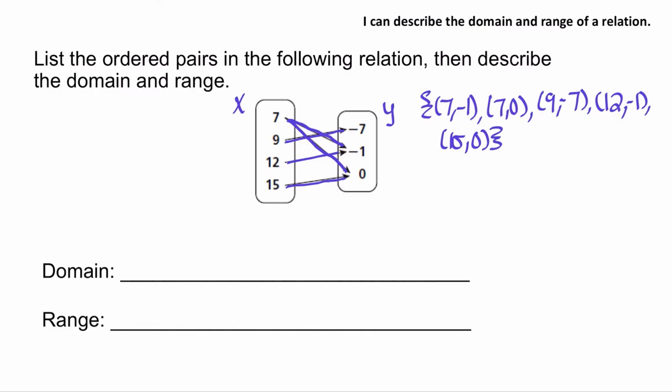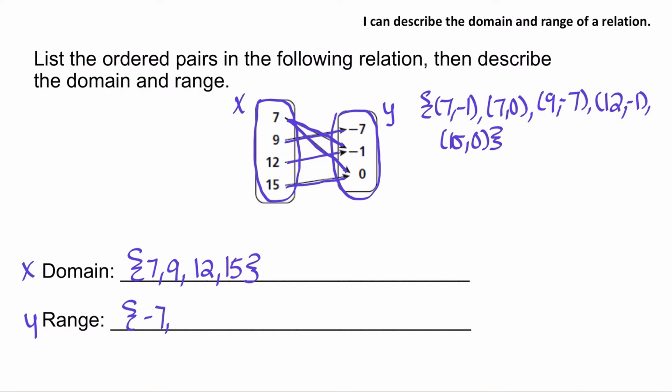If we list out the domain, that'll be all of the numbers on the left side of this mapping diagram. Because those are the x values, they will be 7, 9, 12, and 15. The range is all the y values, so those will be all of the numbers on the right side of this mapping diagram. That will be -7, -1, and 0.